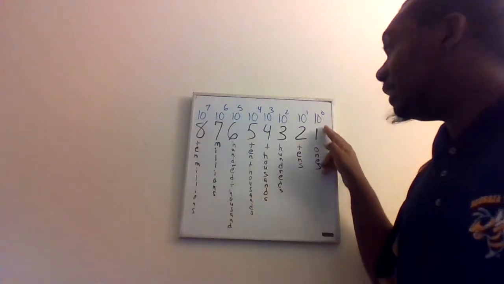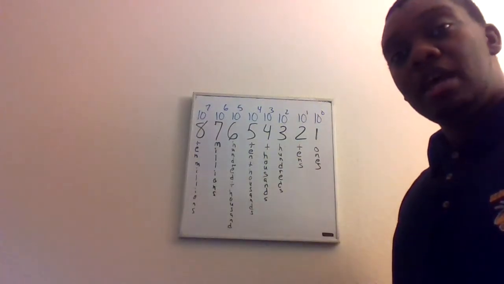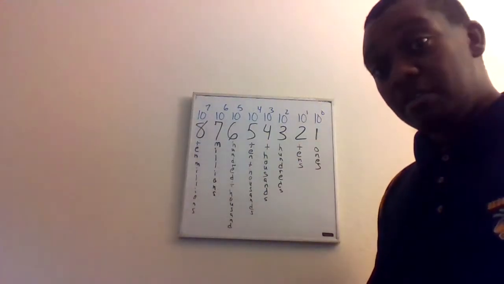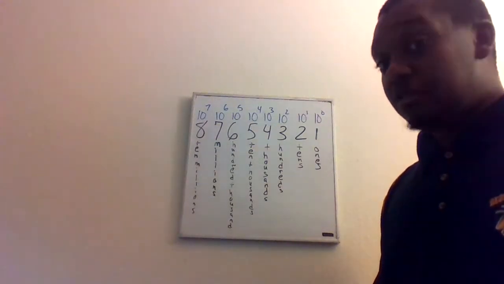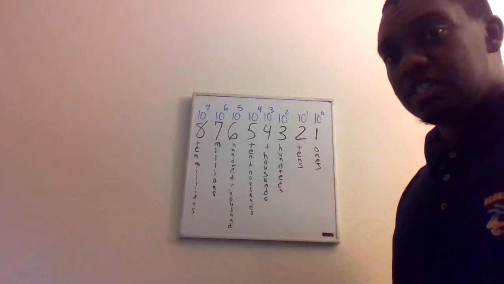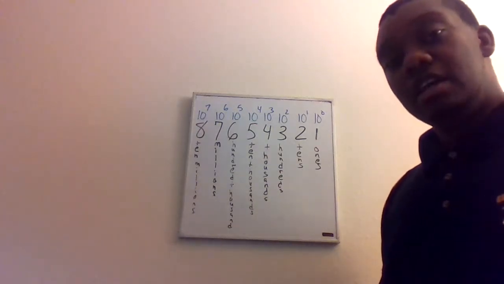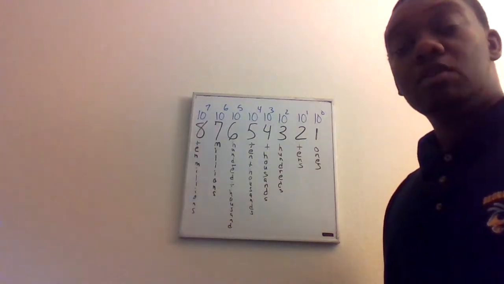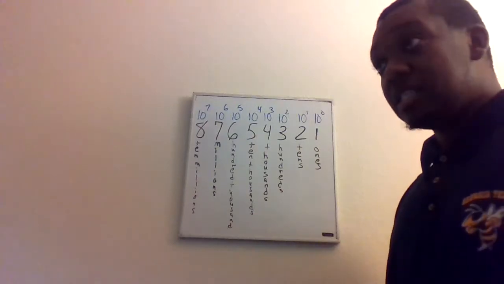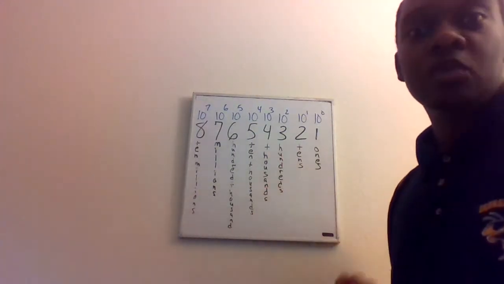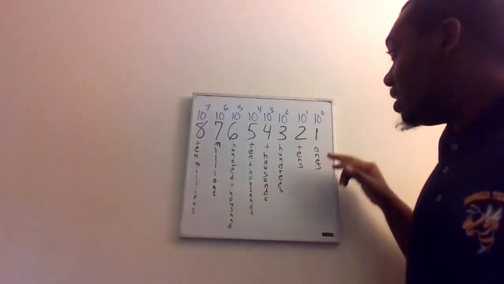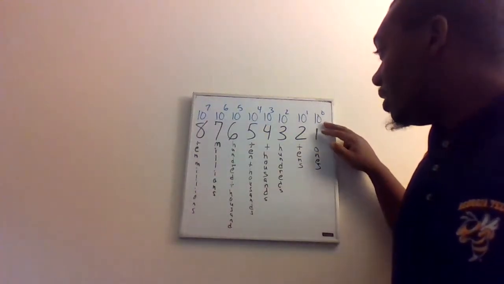But our ones place is 10 to the 0 power. That is because anything to the 0 power is going to be 1. So remember that for later, with the exception of 0 to the 0 power. But any number other than 0 to the 0 power will just be 1. Because how many of those do you have multiplying? You have none of them. So it must just be 1, because 1 times anything has to be itself. So 10 to the 0 power is our ones place.